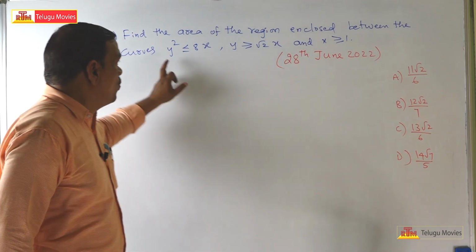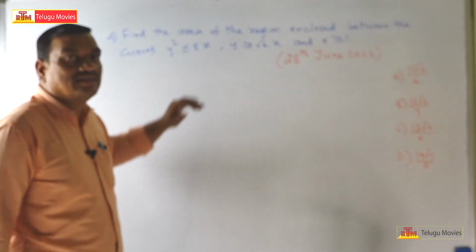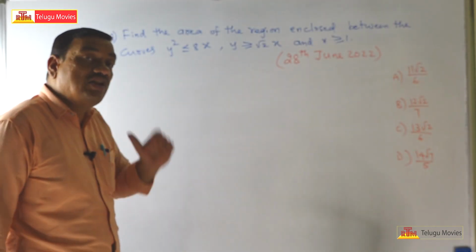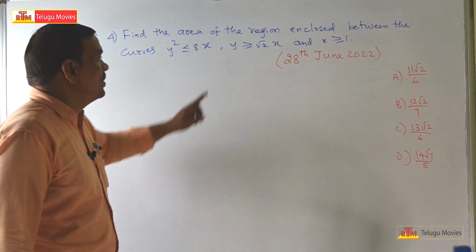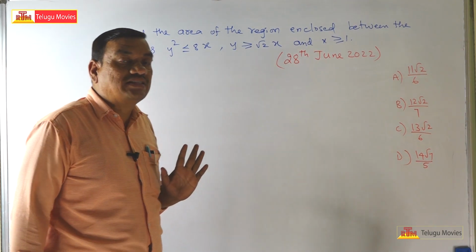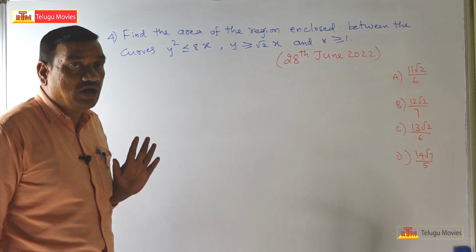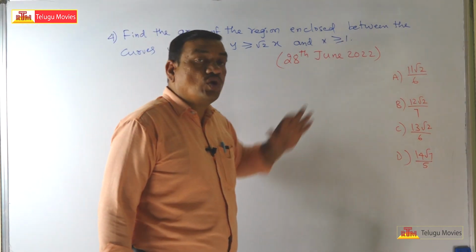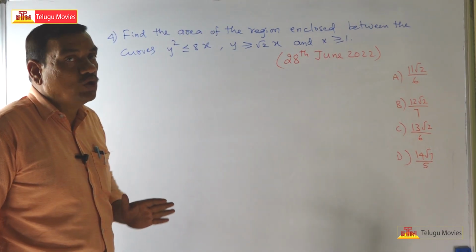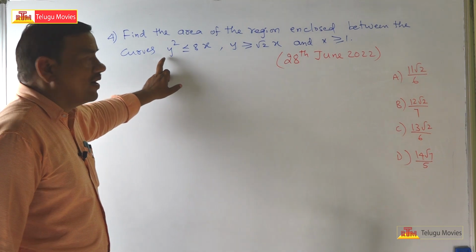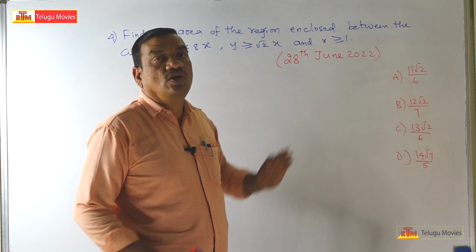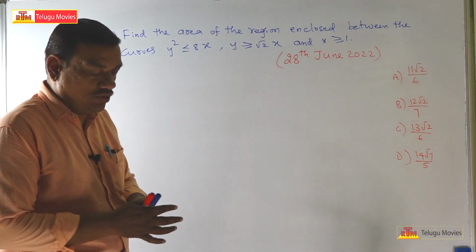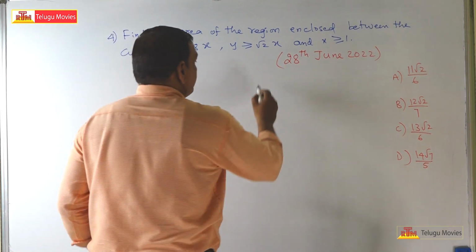First of all, y² = 8x is a parabola, which lies in the first and fourth quadrants. y = √2x is a straight line passing through the origin. x = 1 is a straight line parallel to the y axis. That means one parabola and two straight lines. First of all, you draw those things.